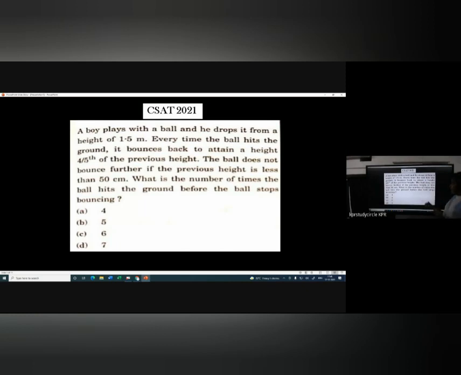A boy plays with the ball and he drops it from a height of 1.5 meter. Right? Initially, he drops the ball from a height of 1.5 meter. Every time the ball hits the ground, it bounces back to attain a height 4 by 5th of the previous height. The ball does not bounce further if the previous height is less than 50 centimeter. And the question is, what is the number of times the ball hits the ground before the ball stops bouncing?